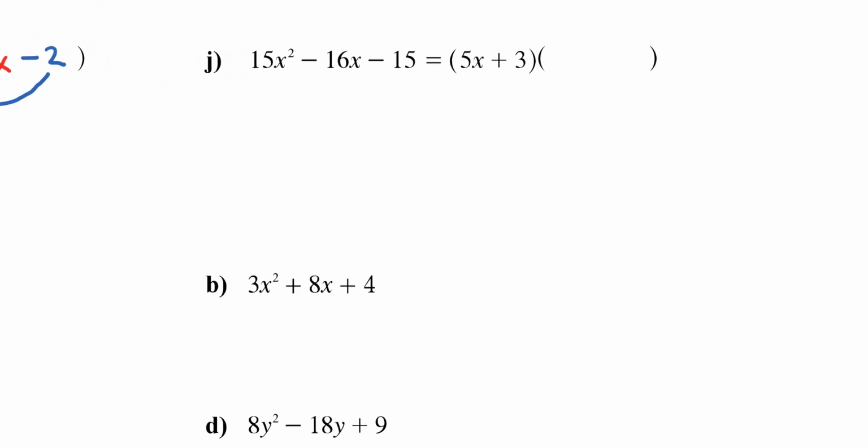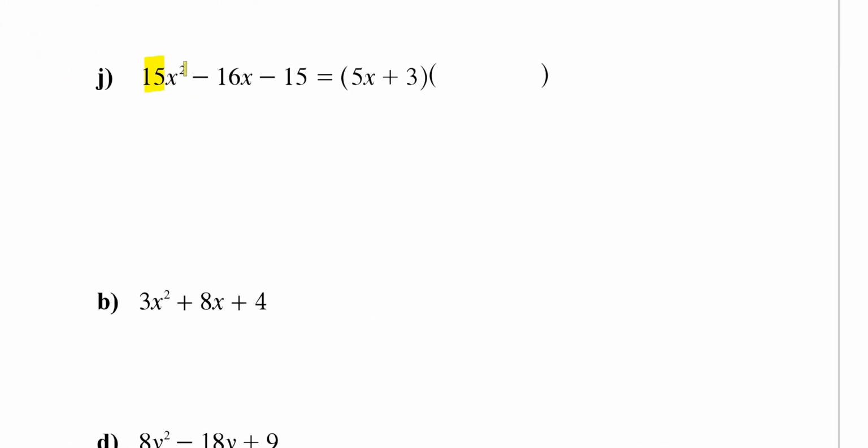Okay, and let's move on to letter J now. Here's a 15x squared and a 5x. So 5x times what will give me a 15x squared? That's going to be a 3x. My last term here is a 15, so 3 times what will give me negative 15? That's going to be negative 5. All right, so that's it for question number 1.